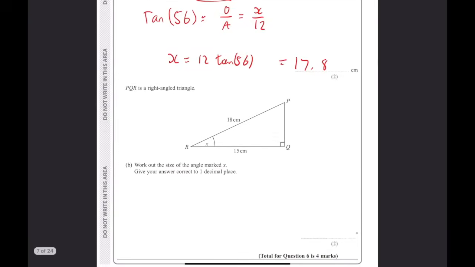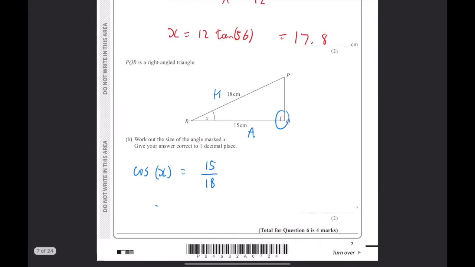Work out the size of the angle marked x. So again, just trigonometry. The 18 is going to be the hypotenuse, and the 15 is going to be the adjacent in this case, so we can use cos. So we want cos of x is equal to the adjacent over the hypotenuse. And because we're trying to work out an angle, we want cos to the minus 1 of 15 over 18, which is equal to 33.6. And that's our final answer.